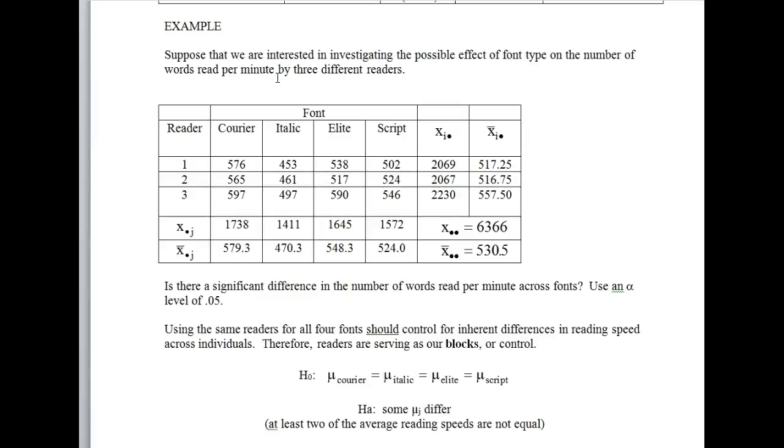Okay, so we'll move on past the data, and it says, is there a significant difference in the number of words read per minute across fonts? Use an alpha level of 0.05. Okay, so using the same readers for all 4 fonts should control for inherent differences in reading speed across individuals. Therefore, readers are serving as our blocks, our control.